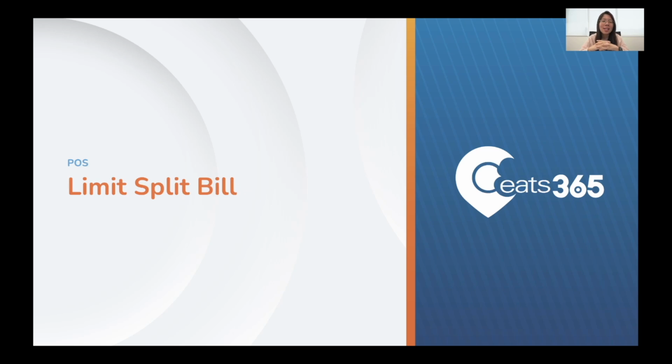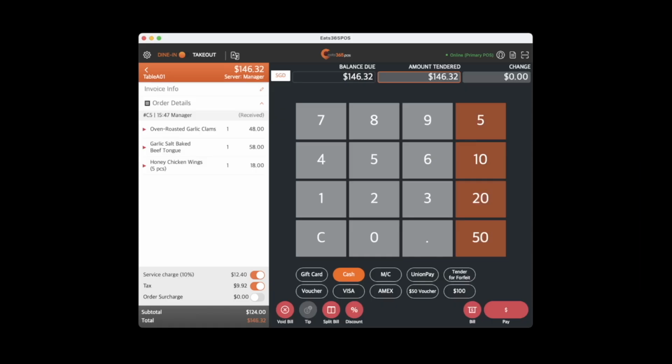Okay, next, let's talk about the enhancement that allows you to disable the split bill function. So, previously, you will see the split bill button on the payment page, and we understand that some restaurants might not use this feature at all, and accidentally clicking on it could require extra steps to return to the payment page. Hence, we have added a setting that allows you to disable the Split Bill button if you don't need it.